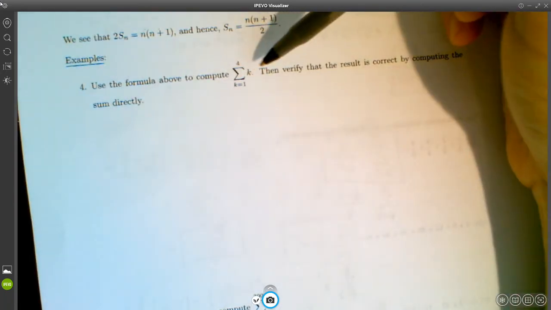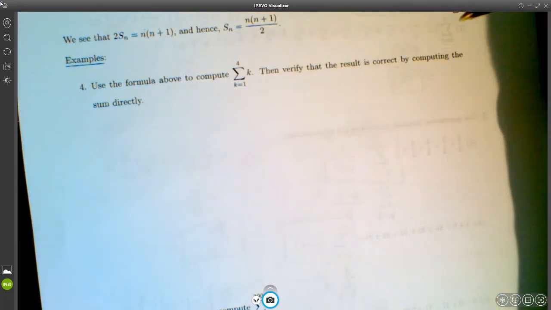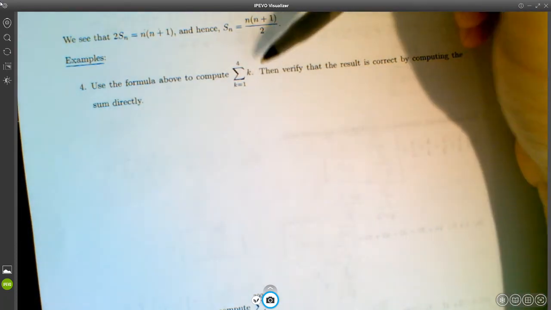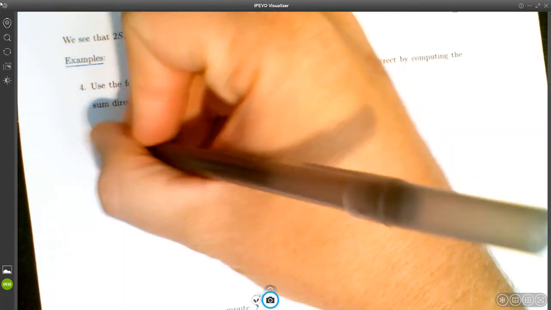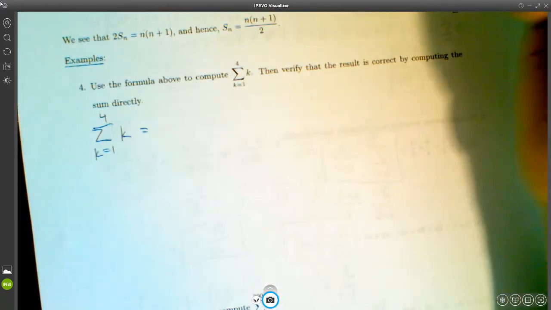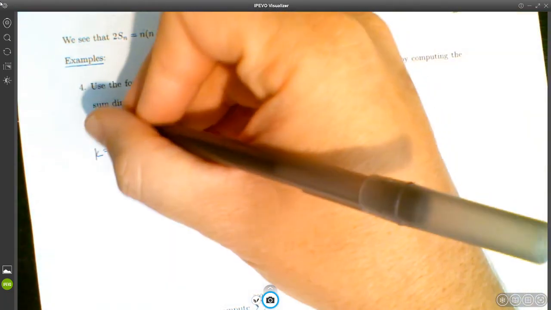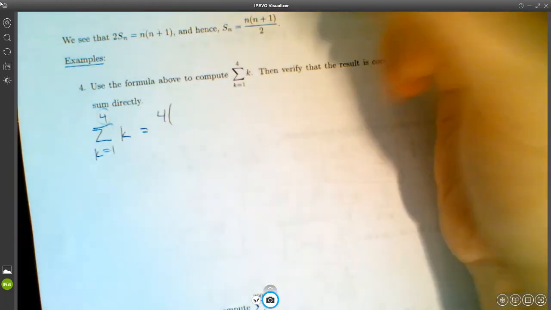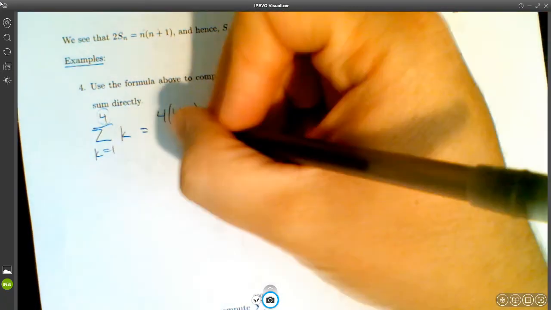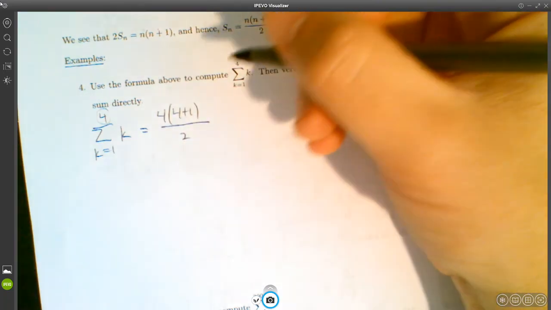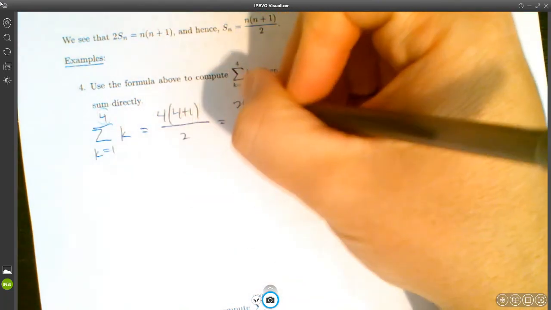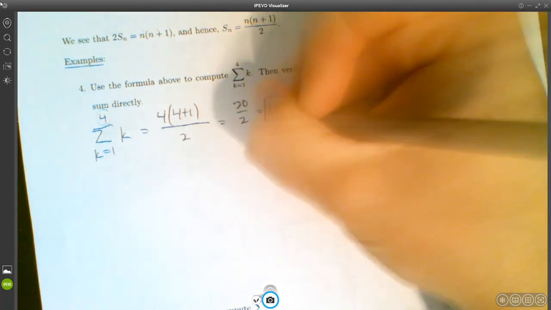Okay, so let me show you this formula in action. Let's say that you wanted to add up the first 4 numbers. Of course, this is really easy to do by hand, but let's just use the formula so that we can verify that it actually works. So the sum from k equals 1 to 4 of k is going to be n, which in this case is 4, times n plus 1, divided by 2. So that's 4 times 5 divided by 2. 4 times 5 is 20. 20 divided by 2 is 10. So we should get 10.